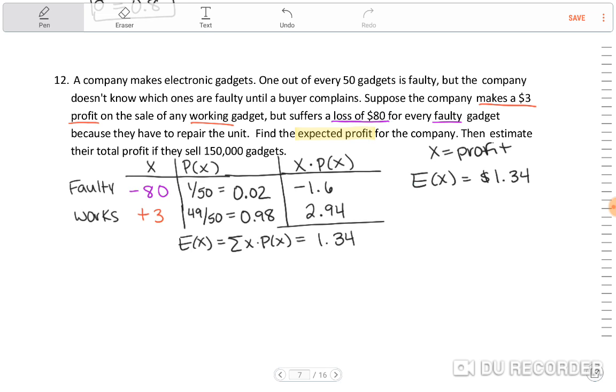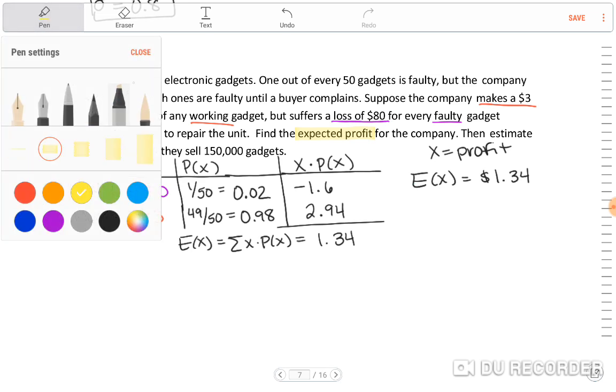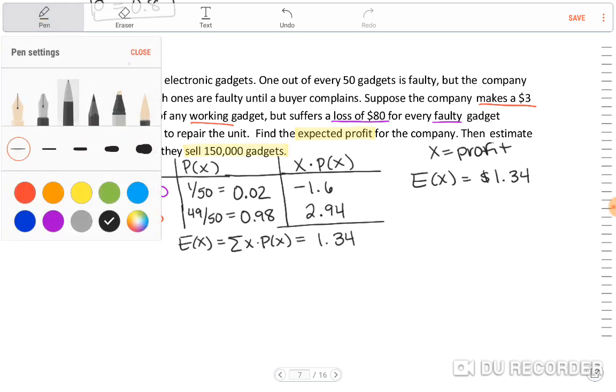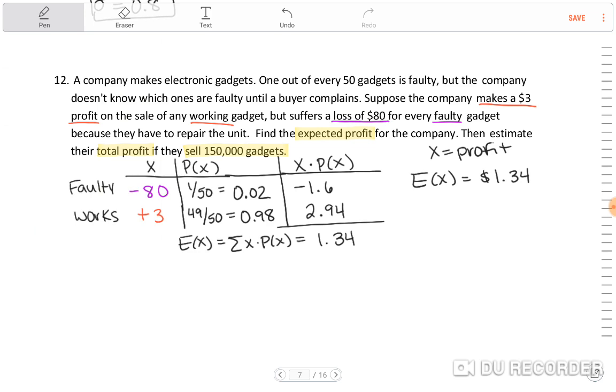The question, though, doesn't ask me to interpret that, but that's how you interpret it. Find the expected profit, then estimate their total profit. Okay, so now estimate total profit if they sell 150,000 gadgets. If they're selling 150,000 gadgets and we're expecting to make a profit of $1.34 on every gadget in the long run, right? So 150,000, that's a long run. What would be an estimate of our total profit?